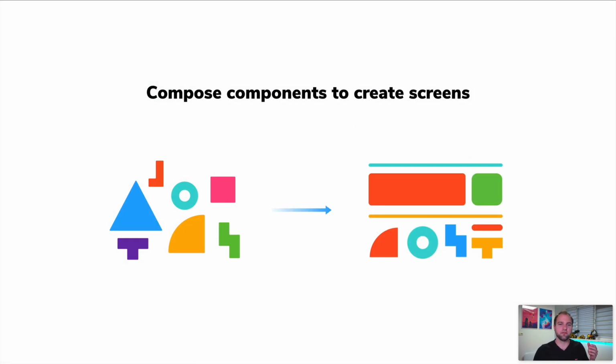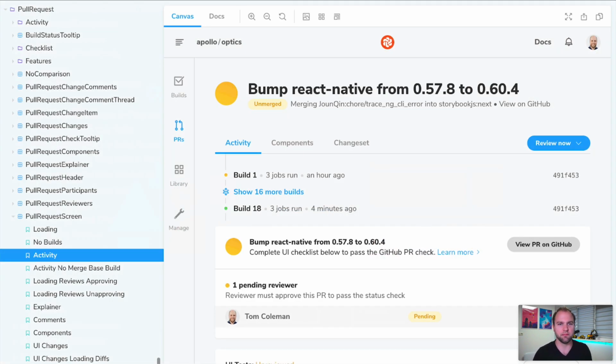All right, so now you start composing components to create screens. So here's an actual example from our code base. This is the pull request screen within Chromatic. So you see in the top left here that we have this pull request directory, and there's a whole bunch of components underneath. So that's how we built up this screen. We built it up by creating new components that are particular to this screen, and only in the end do we have a pull request screen where it all comes together.